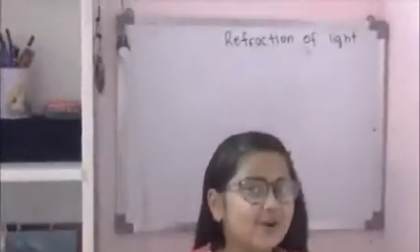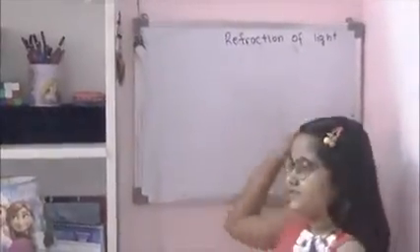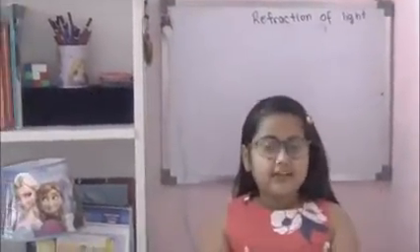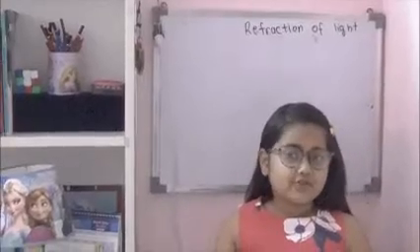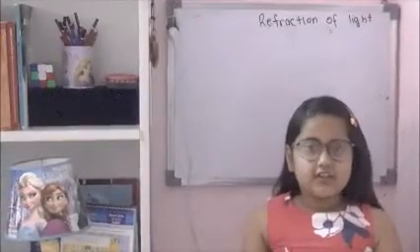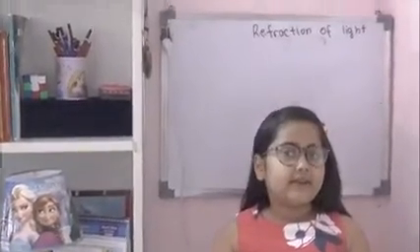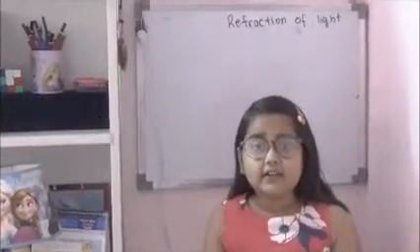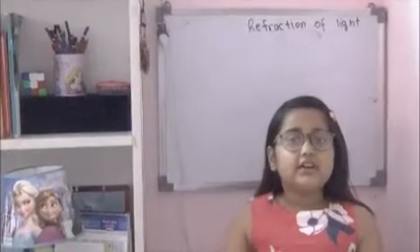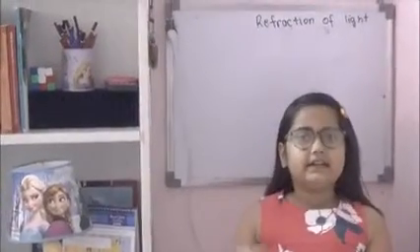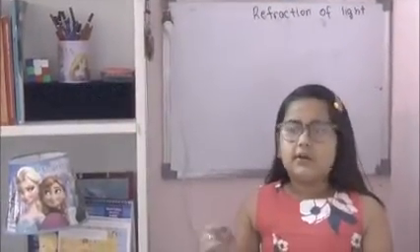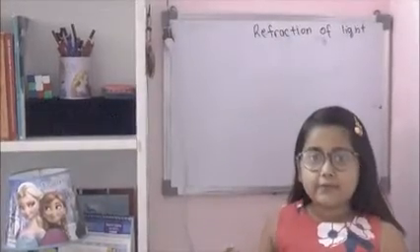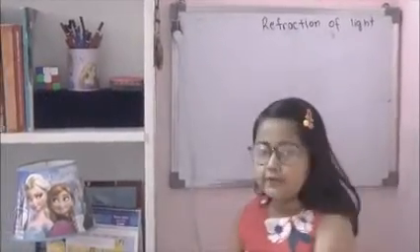Today I am here with a new topic, refraction of light. So what is refraction? As we discussed in the previous tutorials, refraction is the bending of light when it passes from one medium to the other obliquely. The cause of refraction is the different speeds of light in different media. Now let's understand it better with the help of the example of a glass slab.